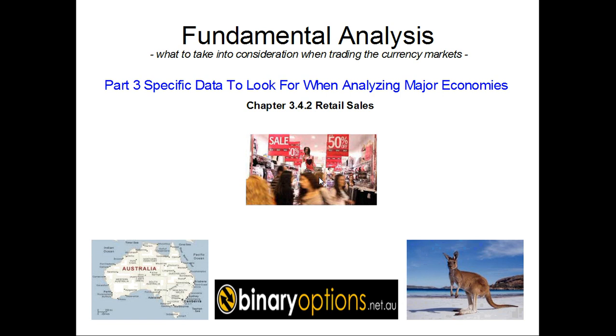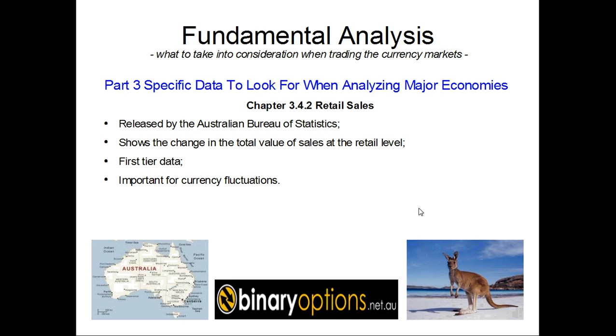Retail sales show the change in total value of inflation-adjusted sales at the retail level. It is released by the Australian Bureau of Statistics. It is a first-tier data. That means that markets move when retail sales are released. It is important for currency fluctuations, in this case for everything that is related to the Australian dollar.